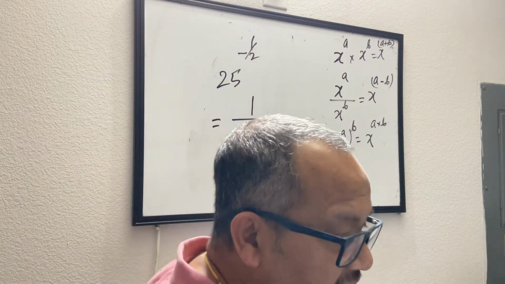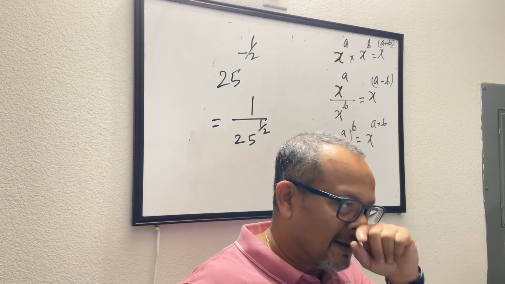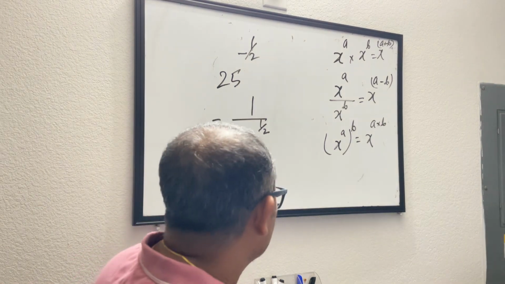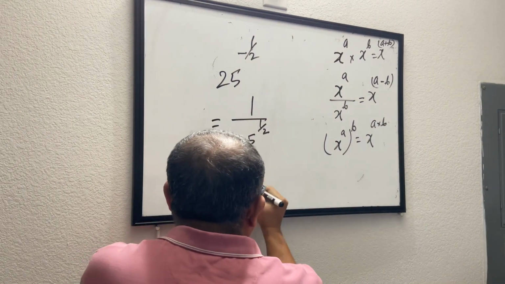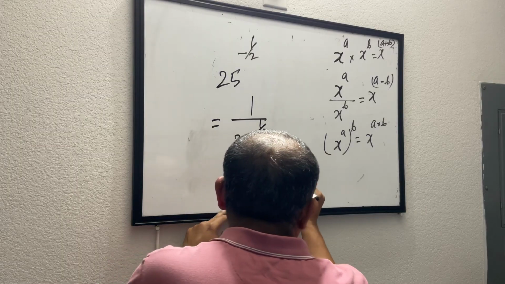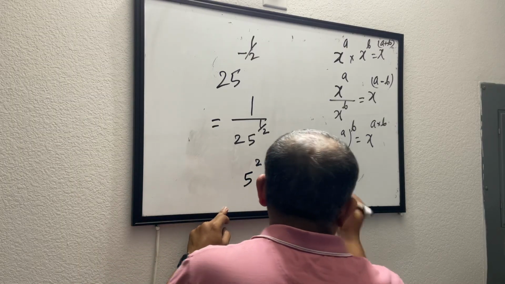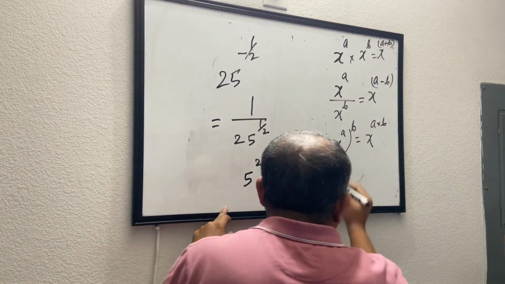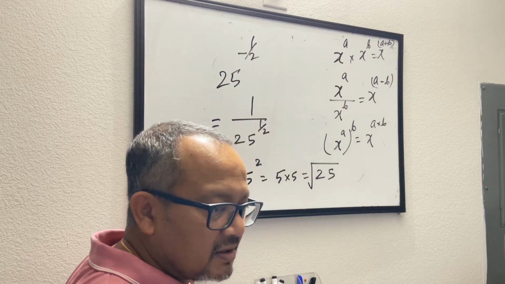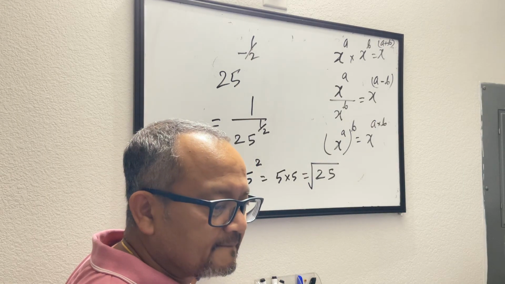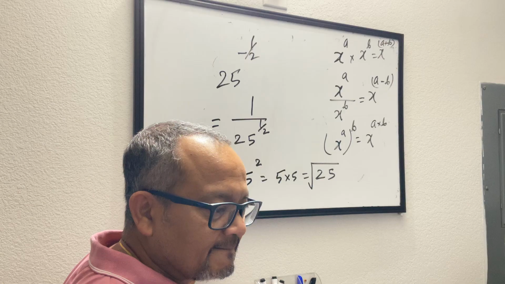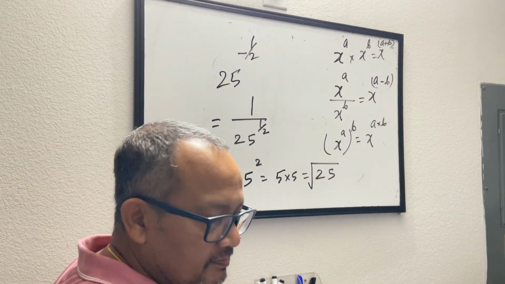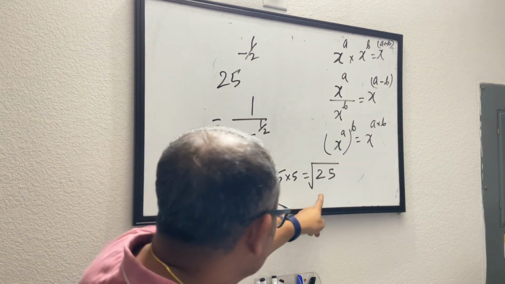And I'm trying to introduce a new concept here that is called radical exponent. So, 5 square is 5 into 5, which is 25. If I say square root of 25, how much would that be? Yes, Anita. 5.